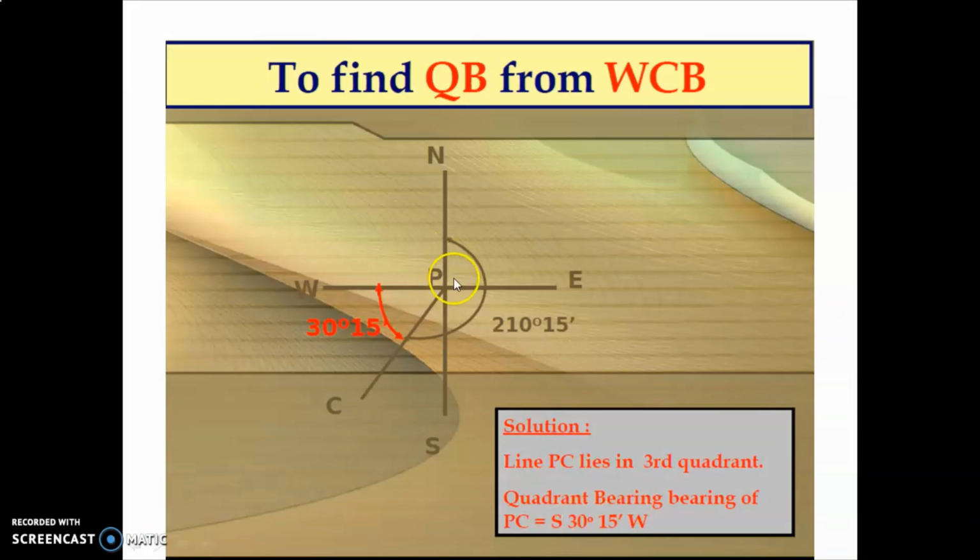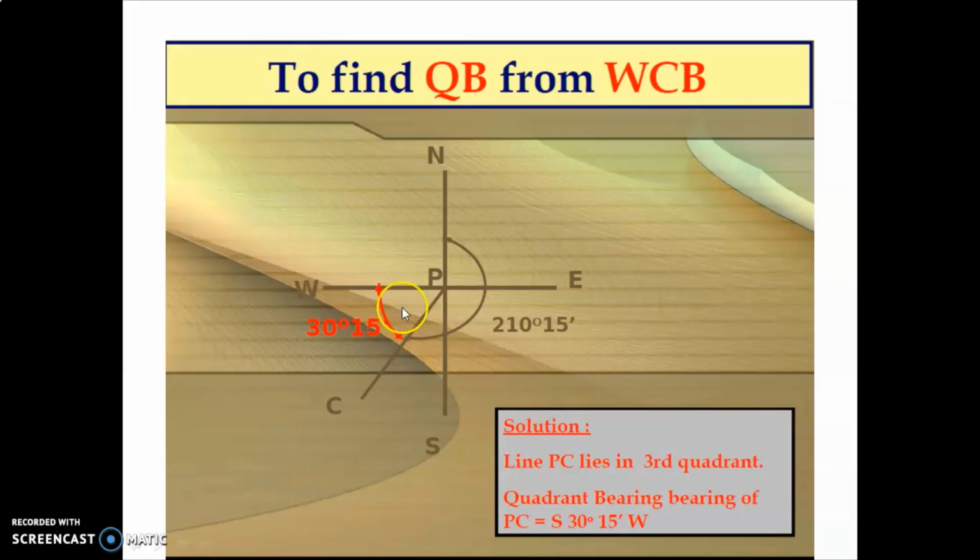You can also calculate using the figure. This value from here to here is 180, and from here to here it is 210 degree 15 minute. So from 210 degree 15 minute, if you deduct that value 180, what will be your answer? 13 degree 15 minute. Okay, here there is one mistake.